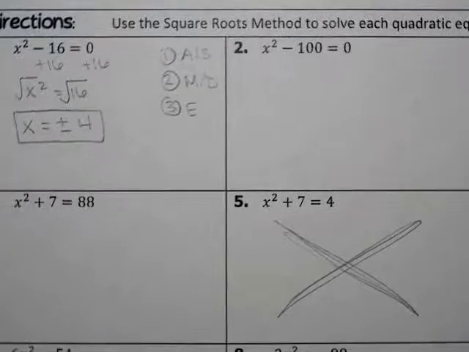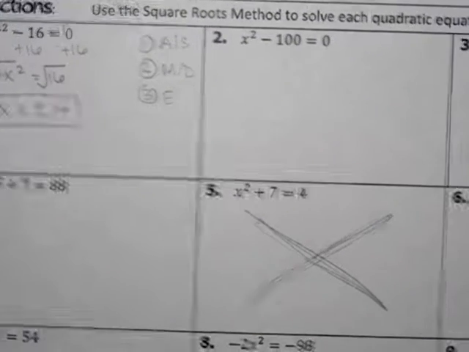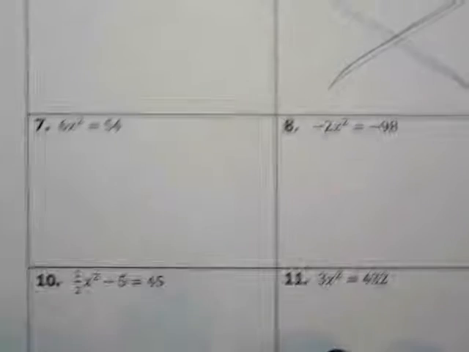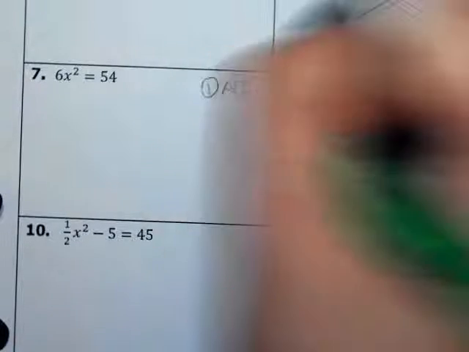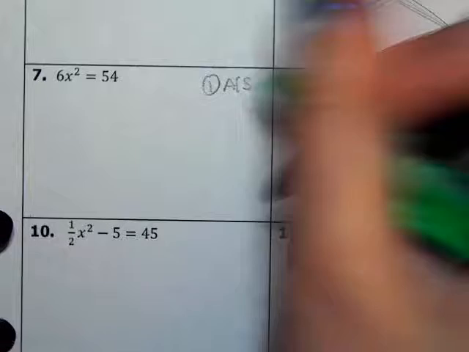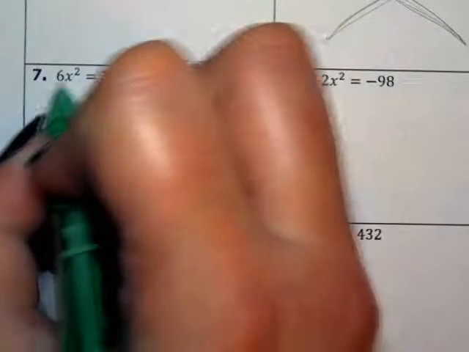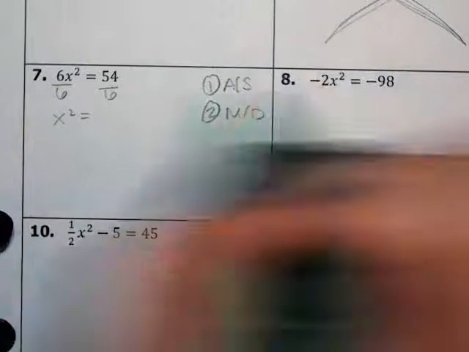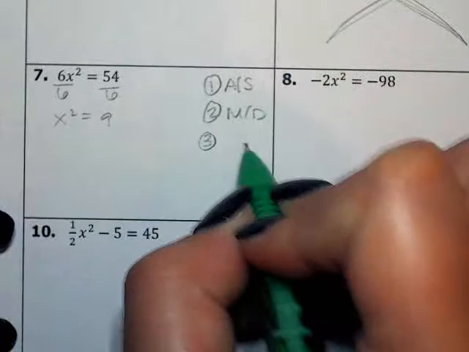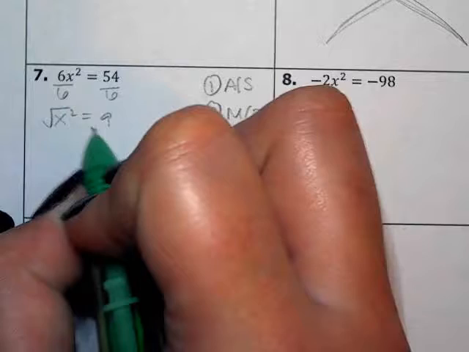Okay. All right. Let's look at number 7. First step, can you add or subtract something to the other side? No, you cannot. Okay, so we're not going to do that step. Second step, can you multiply or divide something to the other side? Yes. What can you do? Divide by 6. Okay. X squared equals, okay. Third step, can you introduce an exponent or take away an exponent? Yes, take away an exponent by doing what? Square root. And when you square root, what do you get?